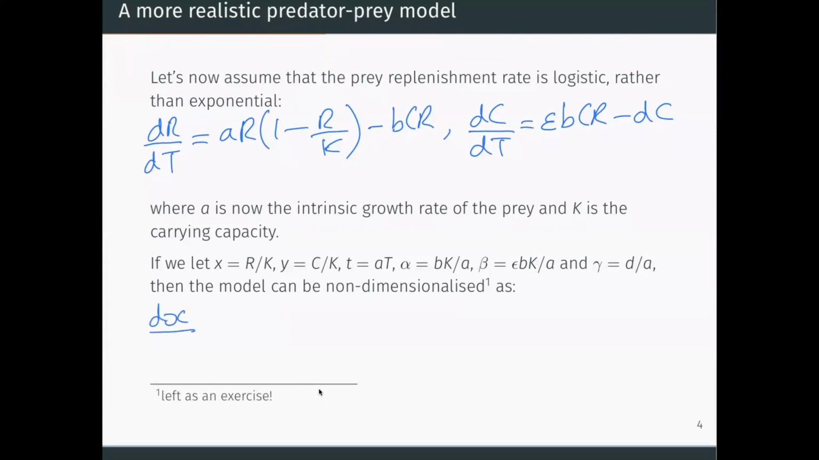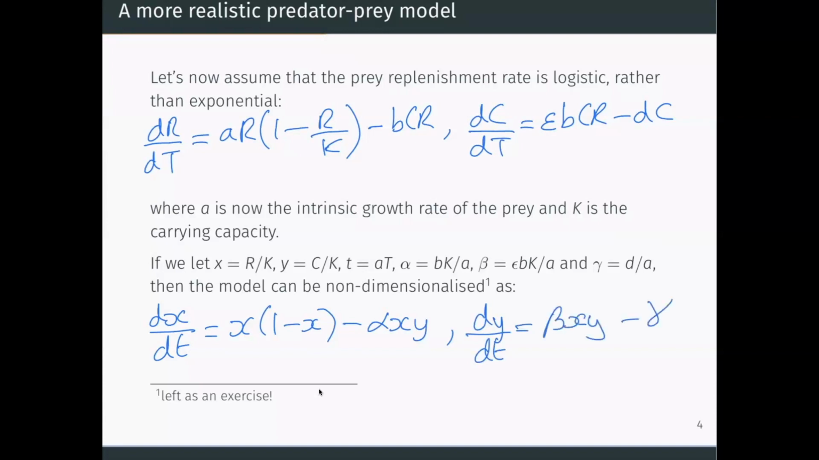We can write this model now as dx/dt, changing the time scale to little t now, where x is going to be the normalized density of our prey population: x times (1 minus x) minus alpha xy. And then our predator population, dy/dt, is going to be equal to beta xy minus gamma y. So this is a little bit simpler compared to above. We only have 3 parameters now.